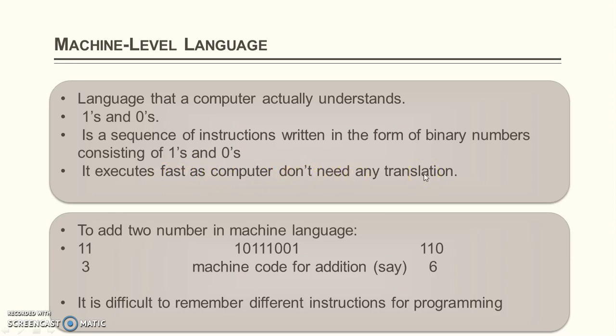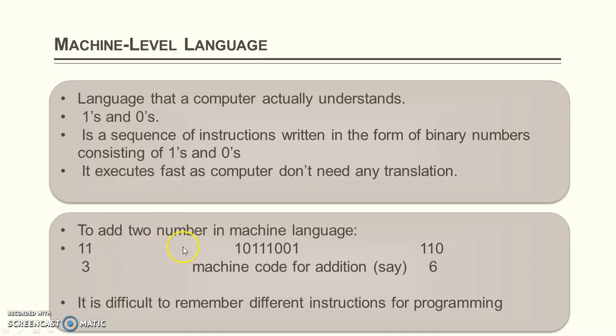Suppose there are two persons communicating with each other. If both persons know the same language, then it is easy to communicate with each other. In the same way, if you are writing your program in the form of 0 and 1, we do not need to translate it into any other form, because the computer easily understands the meaning of 0 and 1. So it will execute your program faster compared to any other programming language.